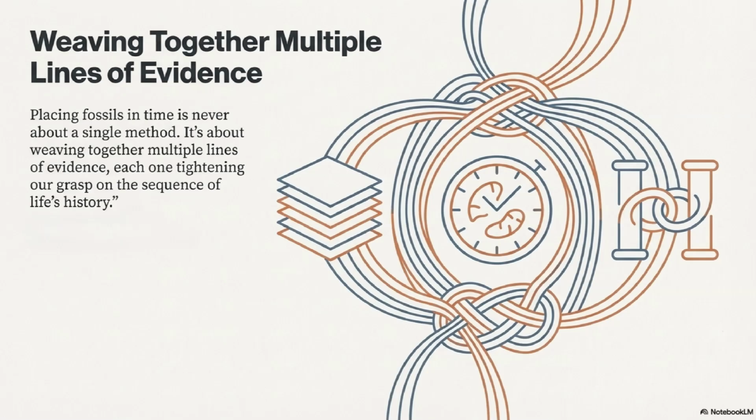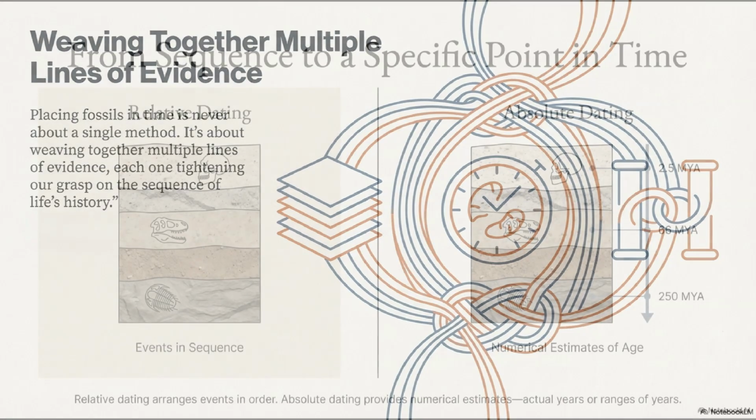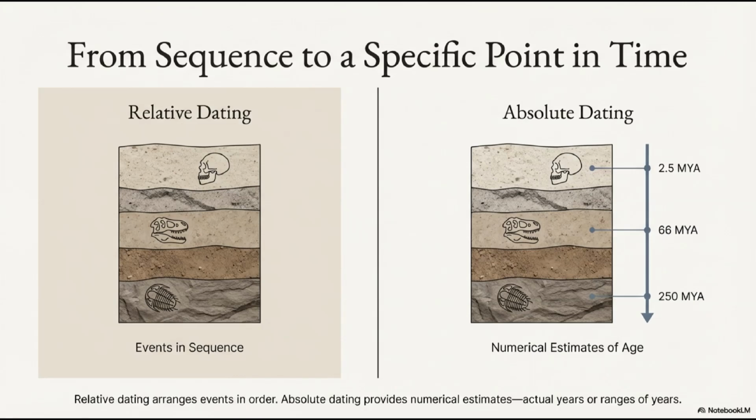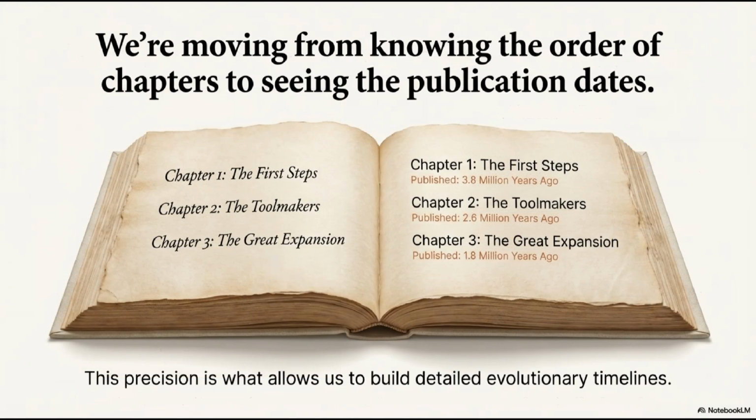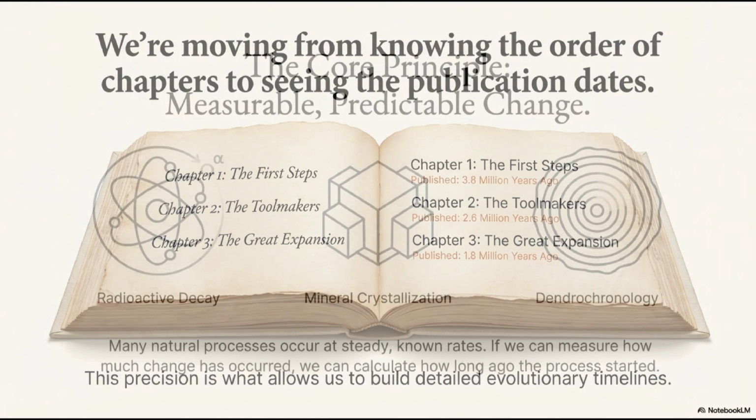It's about weaving together multiple lines of evidence, each one tightening our grasp on the sequence of life's history. Let's revisit what makes absolute dating different from the relative methods we talked about earlier. Relative dating arranges events in sequence, but absolute dating gives us numerical estimates, actual years or ranges of years during which an organism lived or a layer was deposited. Think about this as moving from knowing the order of chapters in a book to finally seeing the publication dates printed at the bottom of each page. It adds precision, and that precision is what allows us to build detailed evolutionary timelines.